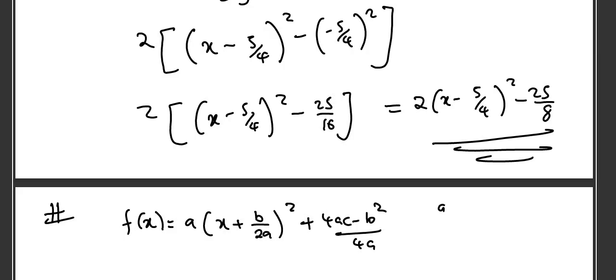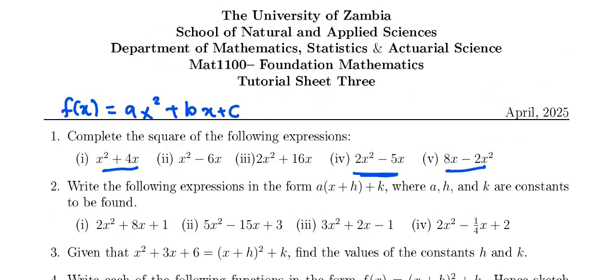So like in this case, our A was 2, our B was -5, our C was 0. So when you substitute here, you get the same outcome. Yeah, so this is what you do on question number 1.